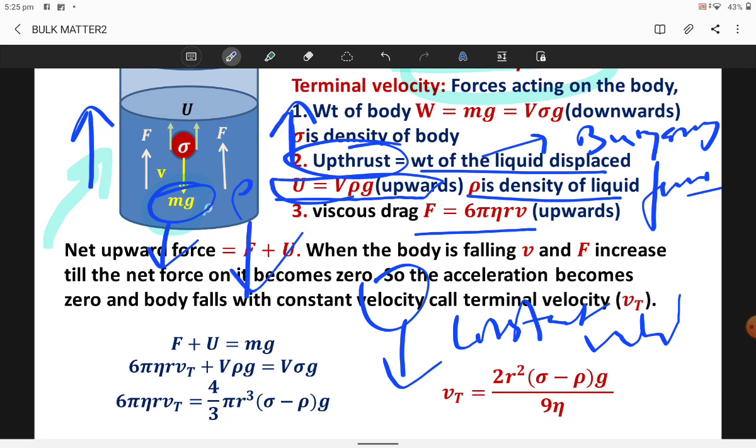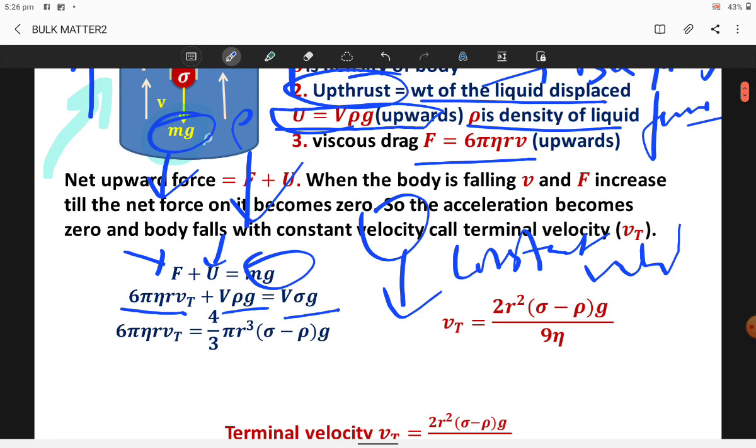Here the downward force is mg, and the upward force is the upthrust as well as the force given by Stokes law, and that is equal to 6 pi eta r vt. In the subscript we have written vt, where t indicates the terminal velocity. So 6 pi eta r vt plus V rho g, that is the volume of the liquid displaced, equals V sigma g, the same volume being used over here. Sigma represents the density of the solid itself.